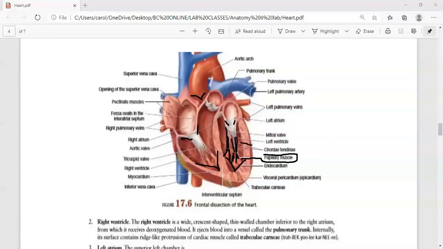So when the pressure increases and the valves try to open, these chordae tendineae are going to be attached in there, and this papillary muscle will give the strength to these valves, so the valves will not open back up, therefore stopping the blood from returning into the atriums.